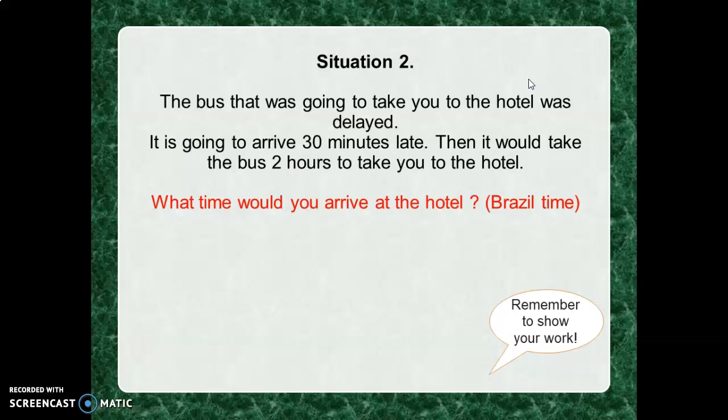Situation 2. The bus that was going to take you to the hotel was delayed. It is going to arrive 30 minutes late. Then it would take the bus 2 hours to take you to the hotel. What time would you arrive at the hotel? Brazil time.